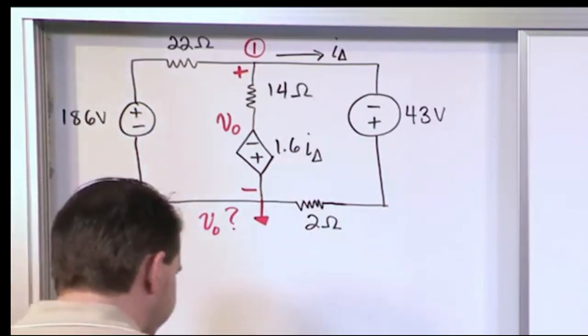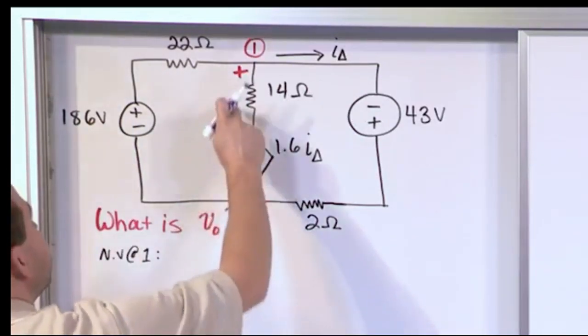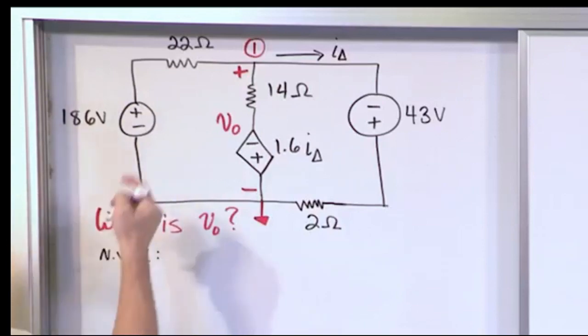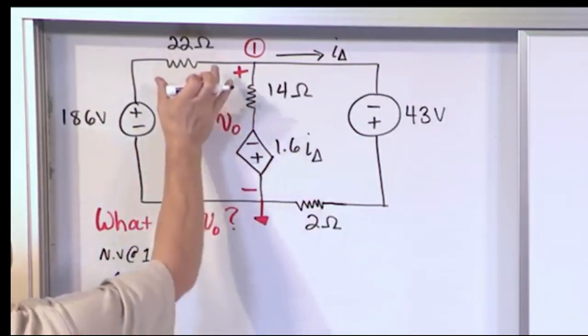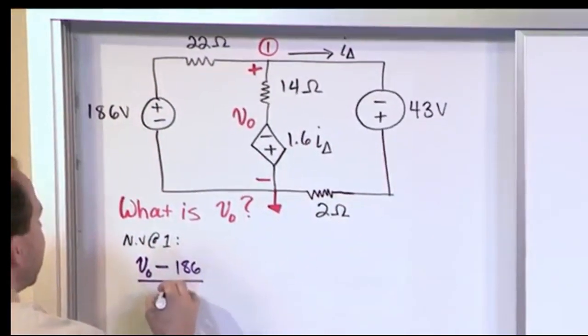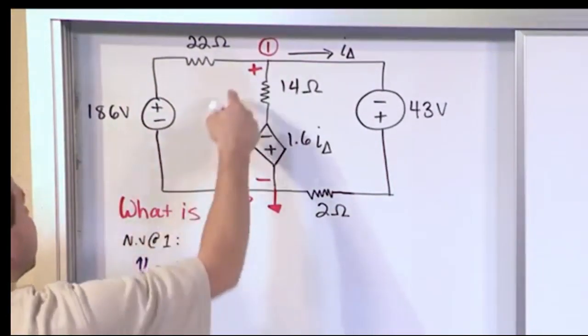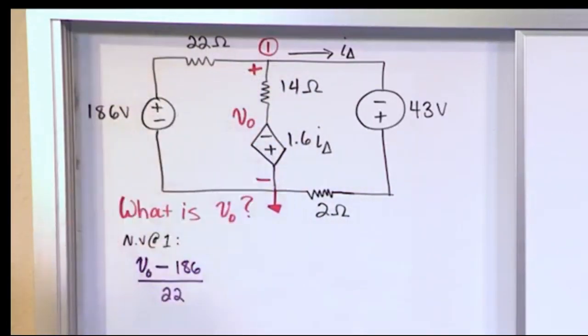And I'll switch colors just to break it up a little bit here. So the node voltage here is V naught. So for this current over here, we have V naught minus what? Minus 186. That gives us the voltage drop across the 22 ohm resistor going that way, divided by 22. This is the current flowing this way out of the node. So V naught minus 186 over 22.